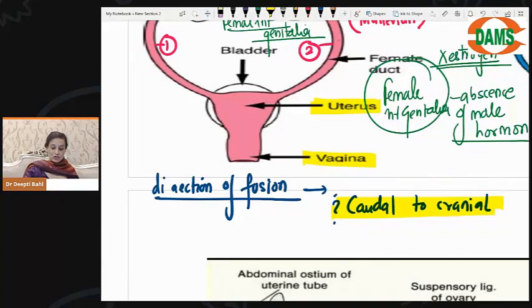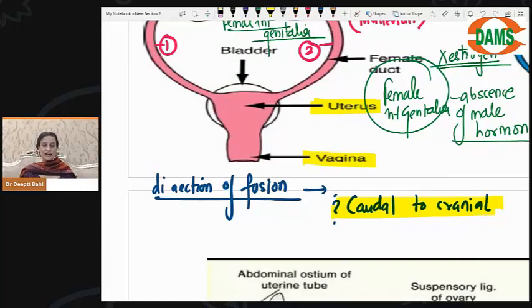So fusion begins from below and proceeds upwards. Yes, so it begins from below and proceeds upwards. In case we ask you the question, the answer is caudal to cranial. So the cranial part of the Mullerian duct remains unfused and it will form the fallopian tubes.